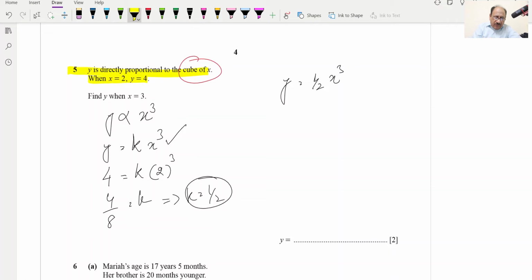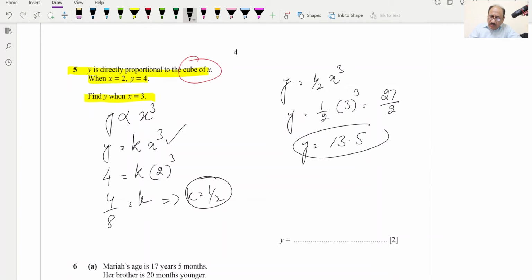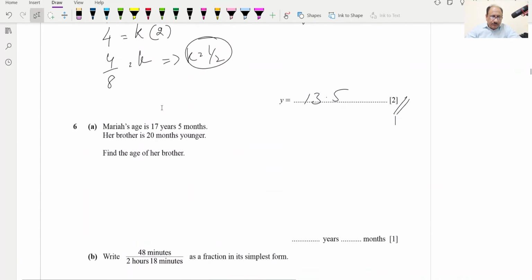And then they are saying find y when x is equal to 3. So y we have to find when x is equal to 3, mean 3 cube. So 9 into 3 will be 27. 3 cube is 27. So 27 over 2, or we can write it as 13, 2s are 26. So 13.5. 13.5, this will be our final answer. Y is equal to 13.5. This is 2-mark question, which we are done.